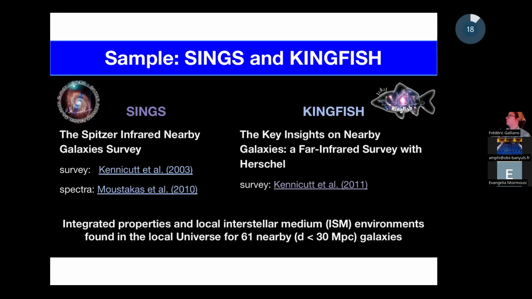More specifically, the SINGS survey is the Spitzer Infrared Nearby Galaxies Survey. The KINGFISH survey is the Key Insights on Nearby Galaxies, a far infrared survey with Herschel. Both of these samples have been supplemented with additional observations that span from the far ultraviolet to the far infrared. These surveys were designed to span a range of galaxy characteristics, which we'll discuss more later on. This is 61 nearby galaxies, less than 30 megaparsecs away.